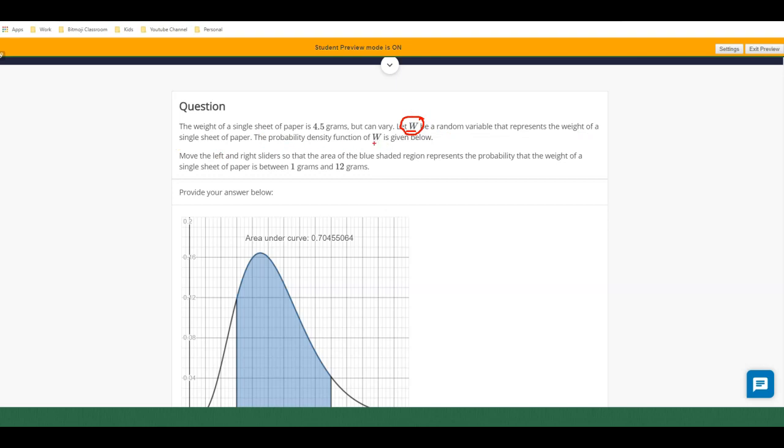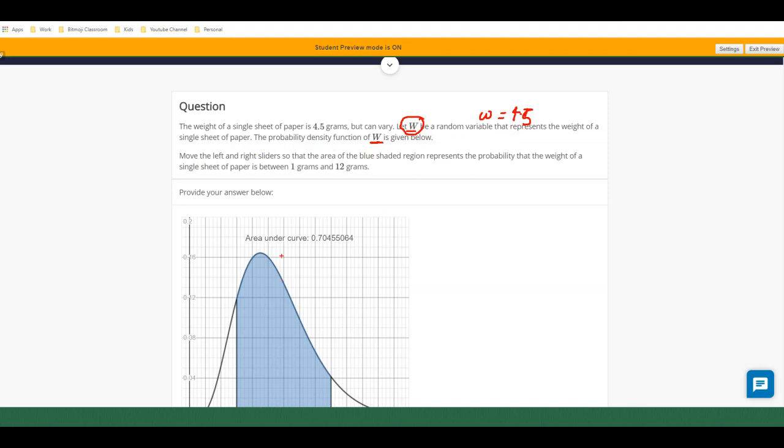The probability density function of W is given below. So W is a random variable that represents the weight. So this lowercase w could be the weight that represents the value, which is 4.5 grams, or it could be anything. But the capital letter represents the random variable. That means it keeps changing. Now the probability density function is given below.